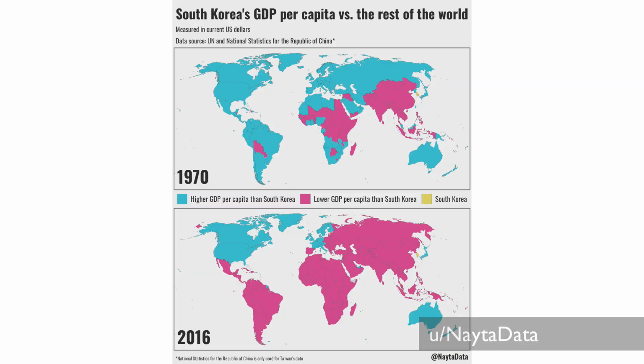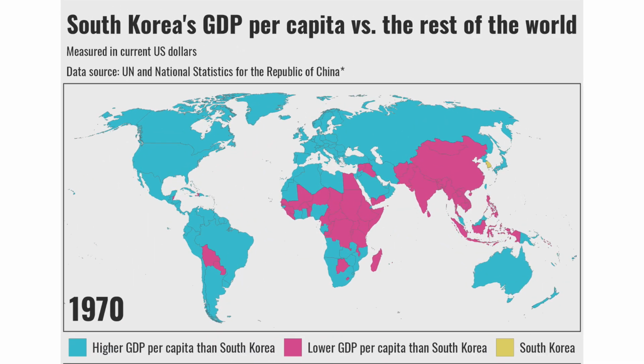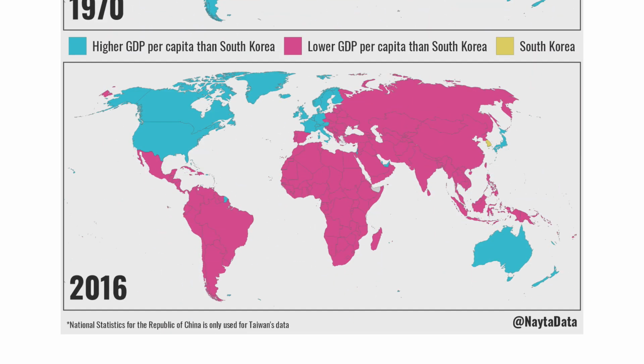So this one shows what a great job South Korea has done over the past 50 years when it comes to developing its economy. This first map, we see that this is the year 1970. Everything in blue has a higher gross domestic product per capita than South Korea. Basically, people are more wealthy on average. And let's fast forward here 56 years, and you can see it's just a handful of countries in the world that have a higher GDP per capita than South Korea.